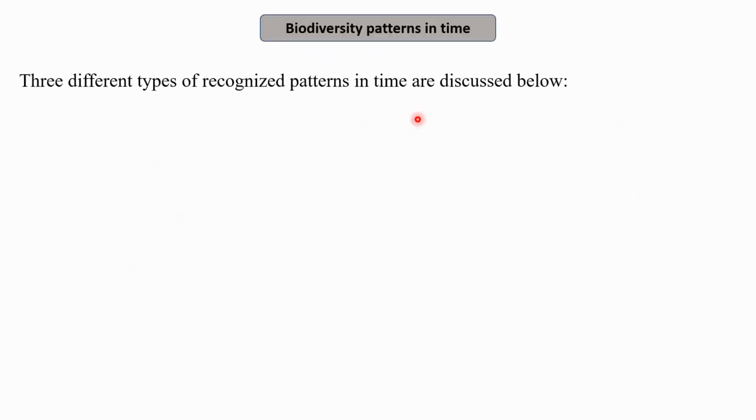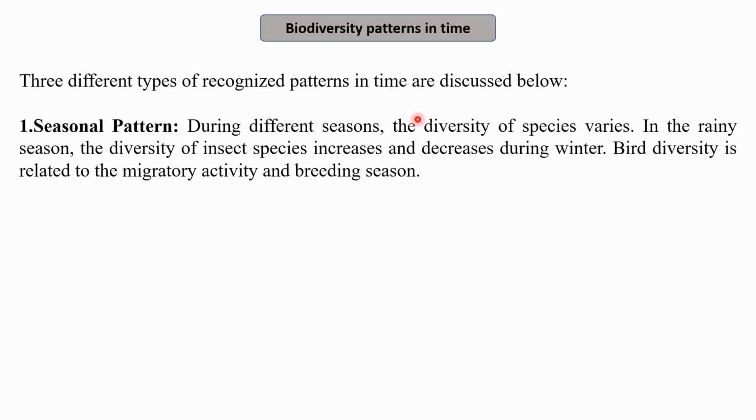The next is the biodiversity patterns in time, that is, how different biodiversity patterns were observed along with time. There are three different types of recognized patterns in time, and the first one is the seasonal pattern. We know that during different seasons, the diversity of species varies. In the rainy season, the diversity of insect species increases and it decreases during the winters. Similarly, bird diversity is related to migratory activity and the breeding season.